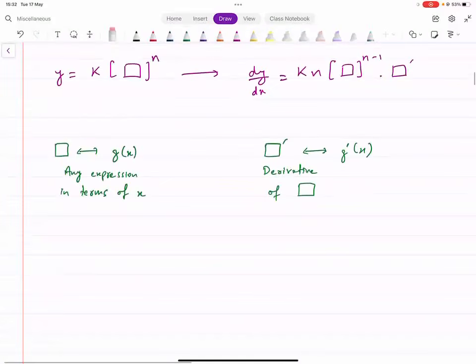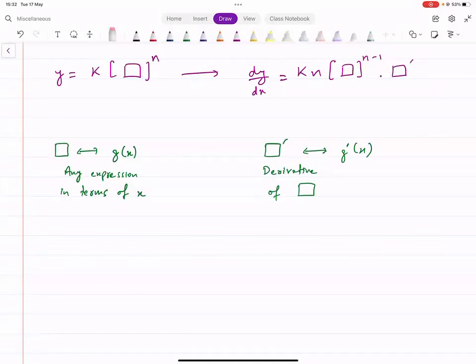This is how the general rule looks. You can have anything inside the power. This box means you can have any expression in terms of x. There's no restriction on that. The rule works like this. You multiply by the power, subtract 1 from the power, and multiply by the derivative of what is inside the power. Okay, you should know this rule from paper 1.